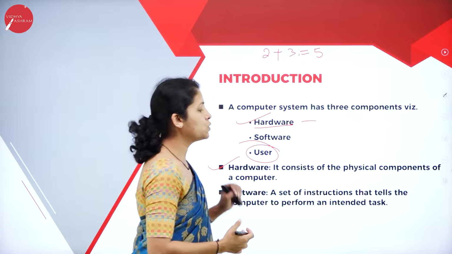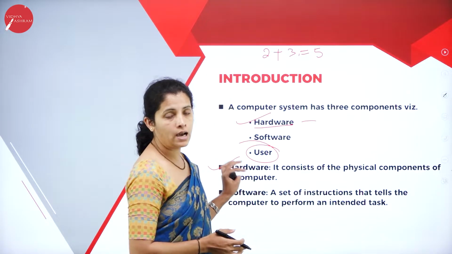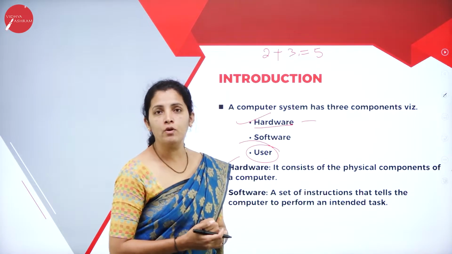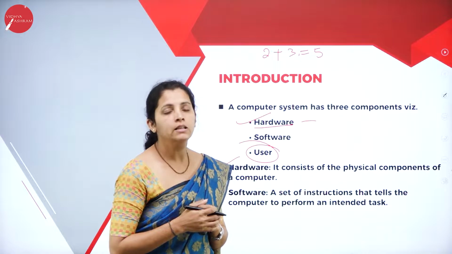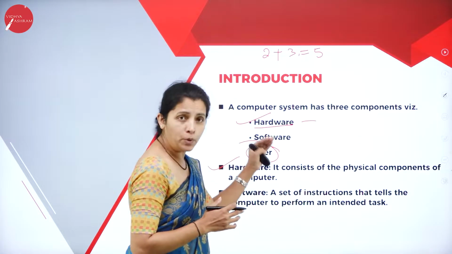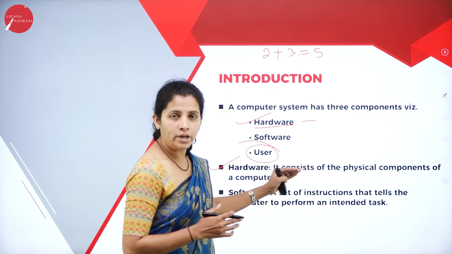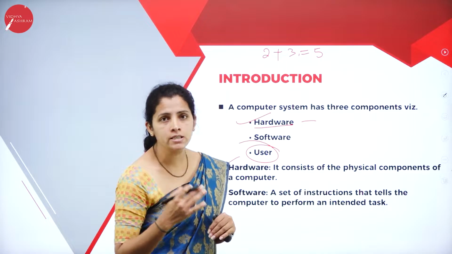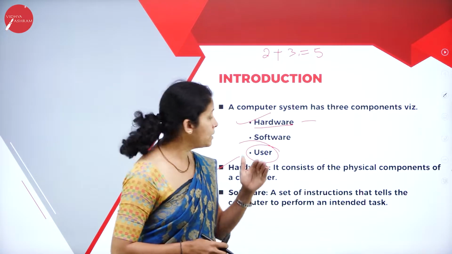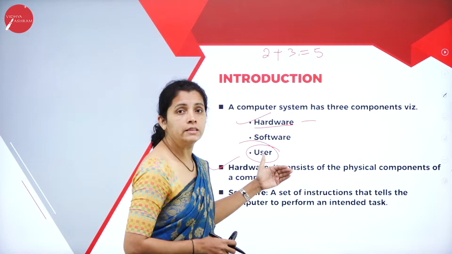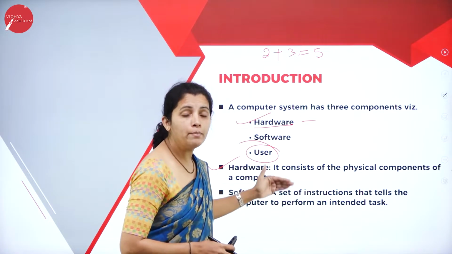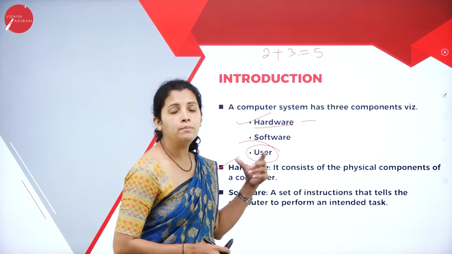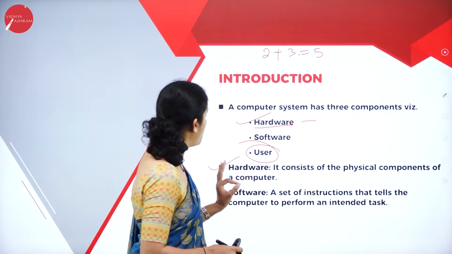Then what about software? Software is nothing but instructions that tell the computer to perform the intended task. That means if I tell the computer to perform an addition operation, then the computer must perform only addition. If I tell the computer system to print, then the computer is able to print. So the intended task is nothing but a specific task. So what is software here?